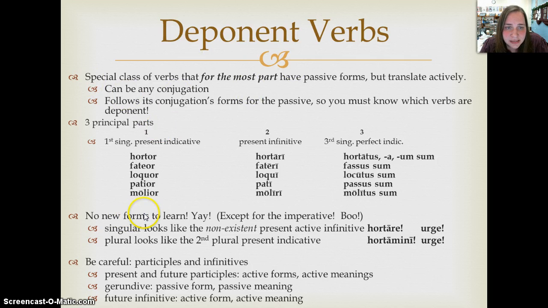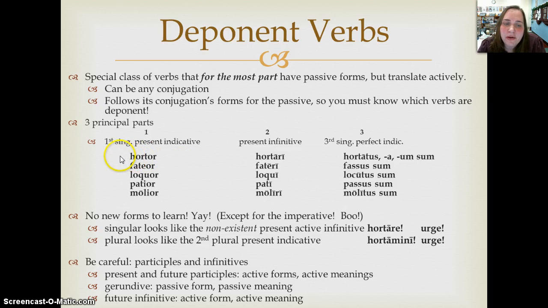Now, because deponent verbs do not have active forms, they only have three principal parts, right? Because the third principal part of a regular verb is the first person singular perfect active indicative. But since a deponent verb isn't going to have an active form, there you go. We lose a principal part. The three principal parts that the deponent verbs do have are the first person singular present indicative, obviously looking like a passive, the present infinitive, which looks like a passive, and the first person singular perfect indicative, which looks like a passive.